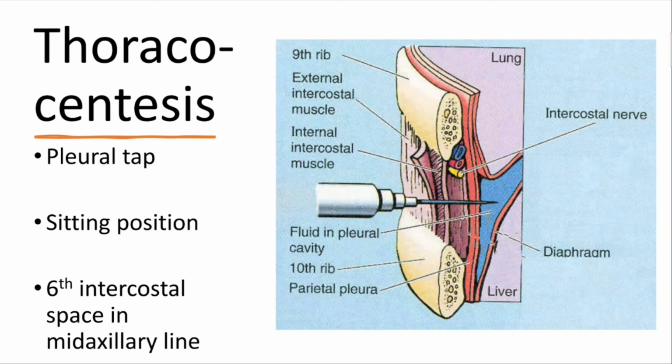Next is thoracocentesis or the pleural tap. It is a procedure by which an excess fluid is aspirated from the pleural cavity. It is performed with the patient in the sitting position. Usually, the needle is inserted in the sixth intercostal space in the mid-axillary line.